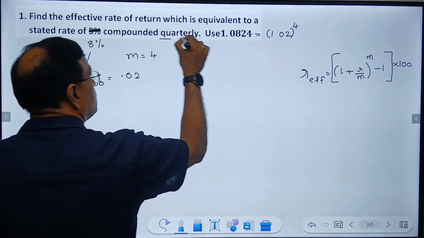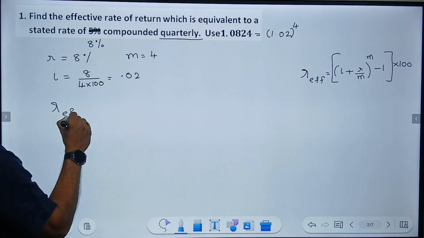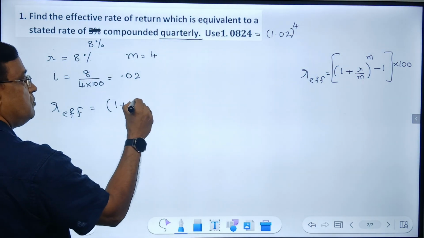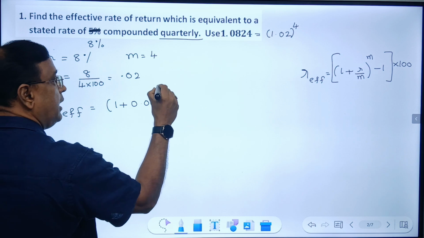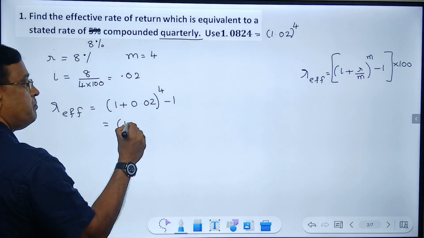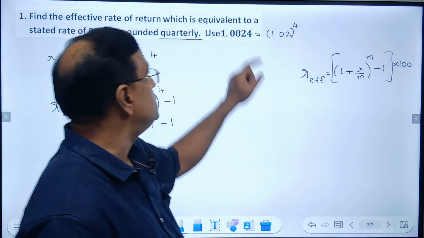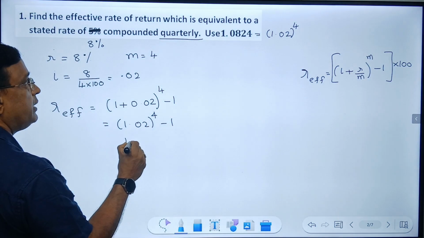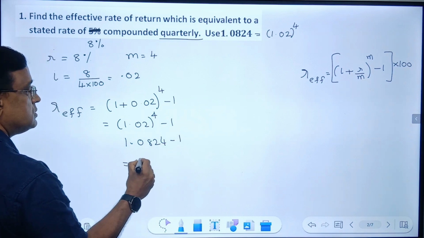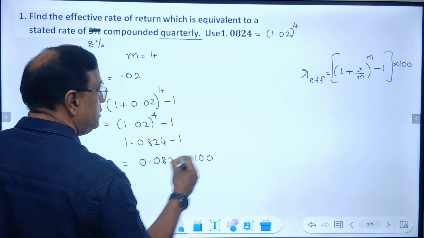Why is it 4 times? Because it is compounded quarterly. Now, what is the formula? R effective equal to (1 plus r by m), that is (1 plus 0.02) whole power m, minus 1. And this is nothing but 1.02 whole power 4 minus 1, and this value is very clearly mentioned here, which is 1.0824 minus 1, which is 0.0824. To convert it to percentage, you multiply it by 100.